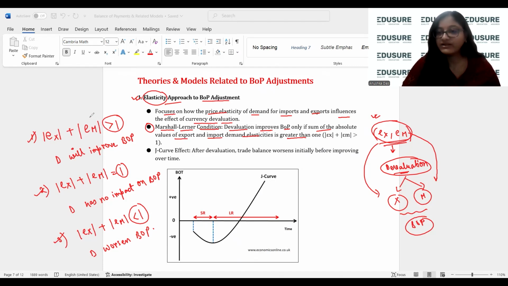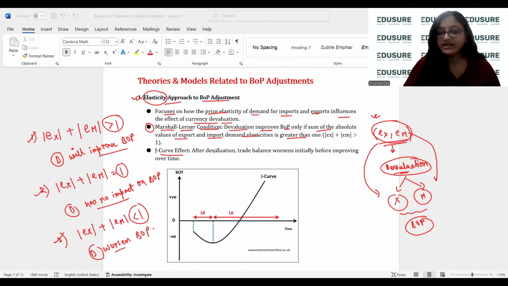If the sum of the absolute values of elasticity is strictly greater than 1, then we will say devaluation will improve BOP. If it is exactly equal to 1, devaluation has no impact on BOP. And if it is strictly less than 1, then devaluation will worsen BOP. So the elasticity approach to BOP adjustment basically relies on the Marshall-Lerner condition. Remember this fact. Now, if this Marshall-Lerner condition holds, then we can find out something called the J-curve effect.